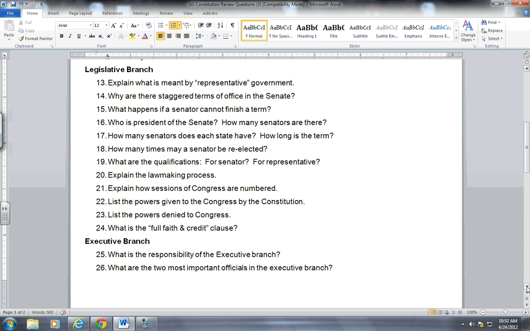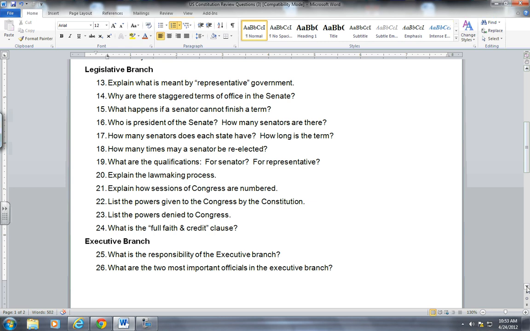23, Congress cannot violate the Constitution or the Bill of Rights. It cannot pass ex post facto laws. It cannot pass bills of attainder or suspend the right of habeas corpus. Nor can any member accept gifts or a title of nobility.